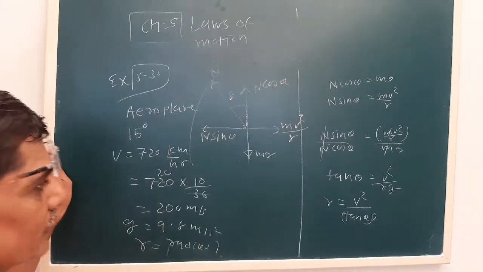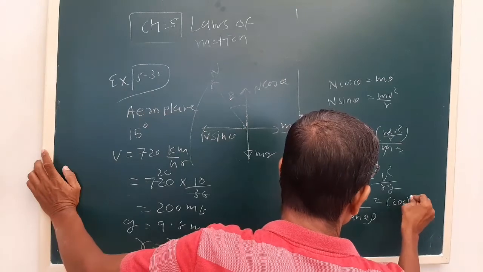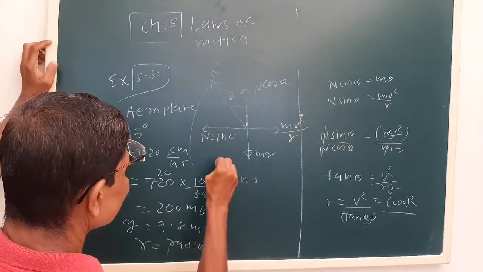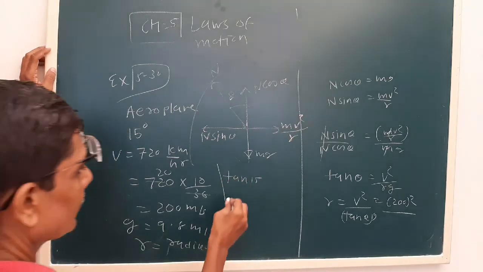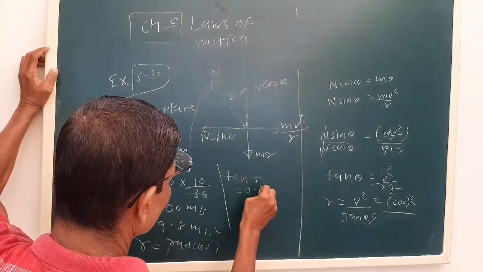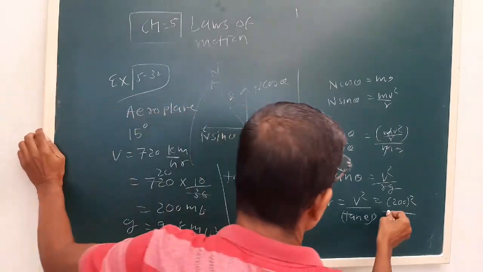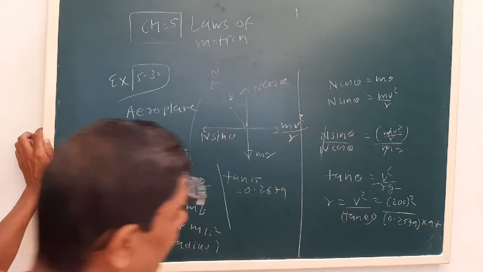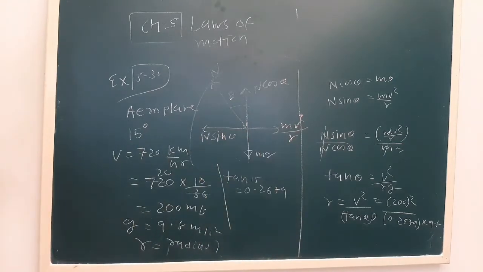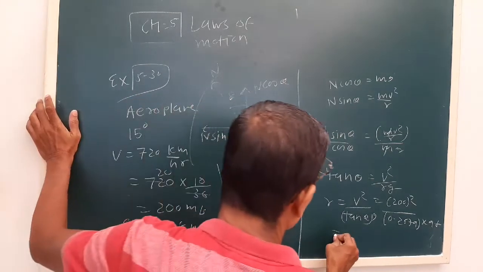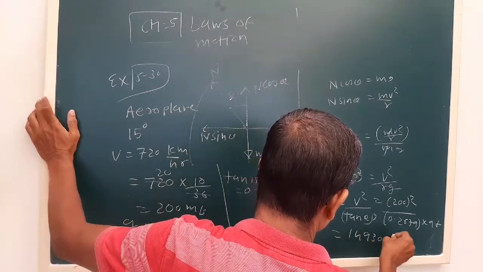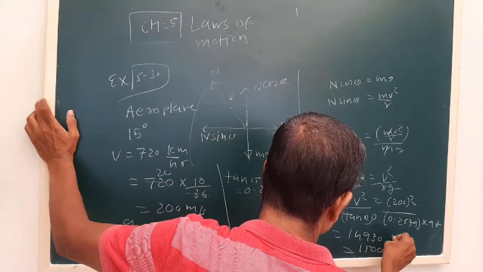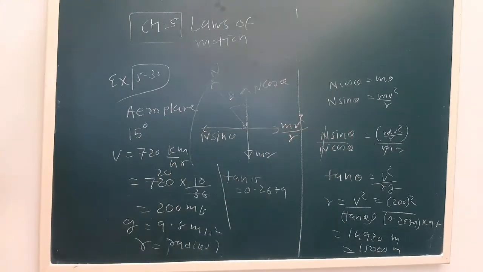Now v is given as 200 meter per second, and tan 15 you can see from the table of tangents is generally 0.2679. If you solve for the radius, you get the answer of roughly 15,000 meters. Okay, so this is how we can solve.